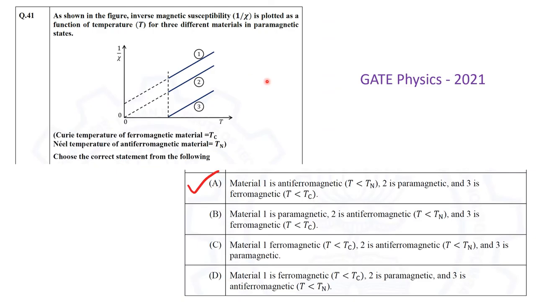So from the solution of this question, we found that option A is correct, which means this curve 1 corresponds to antiferromagnetic for T less than Tn, this curve 2 is basically for paramagnetic material, and this curve 3 corresponds to ferromagnetic at T less than Tc.